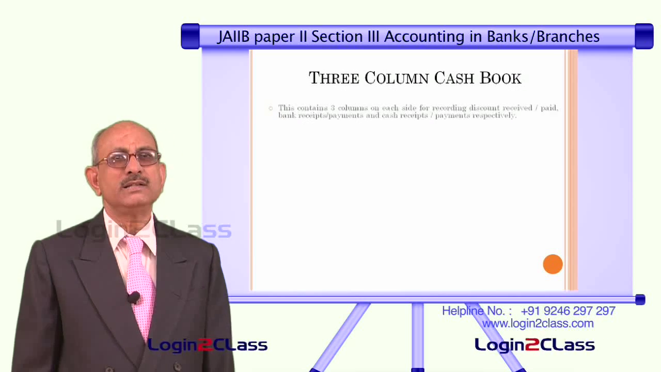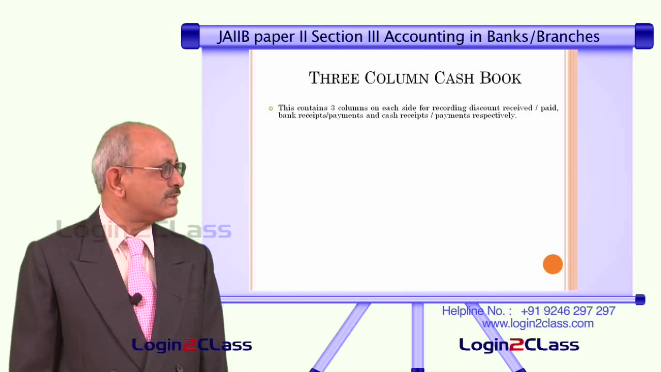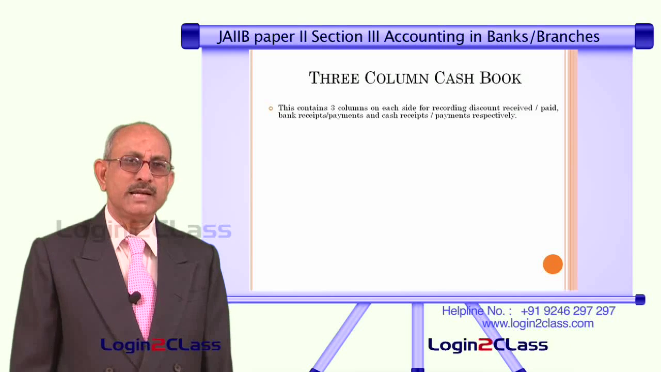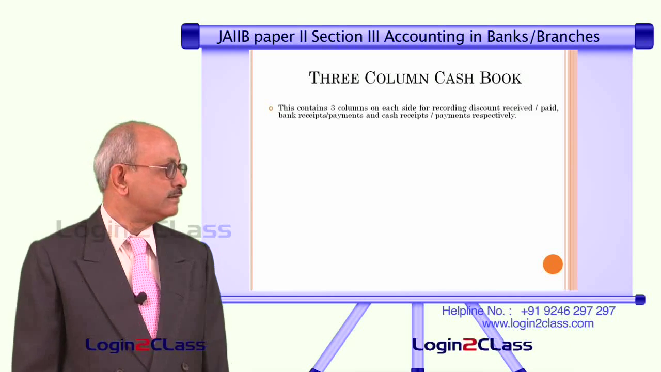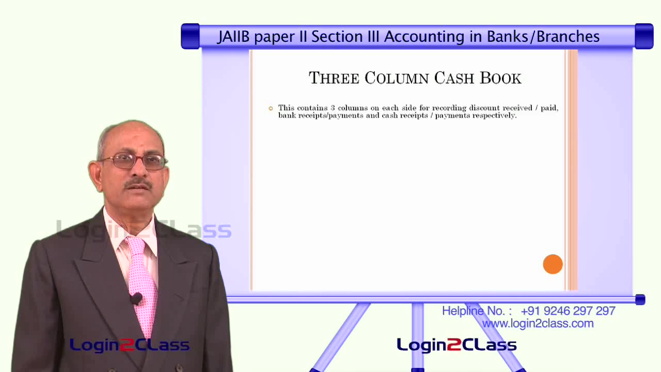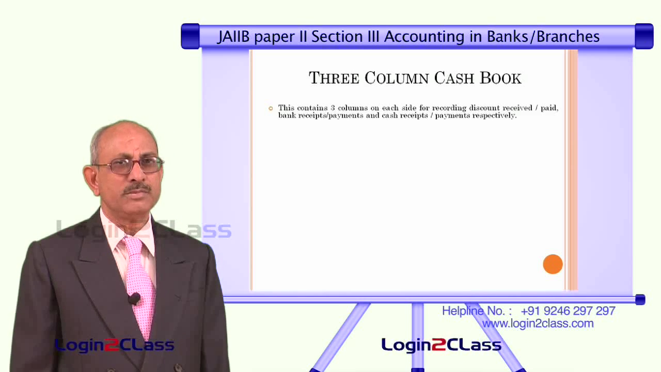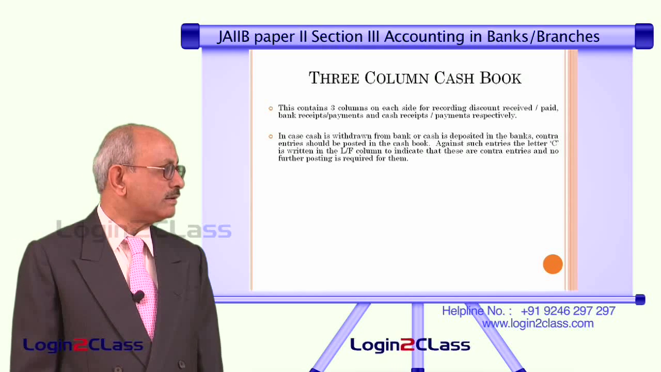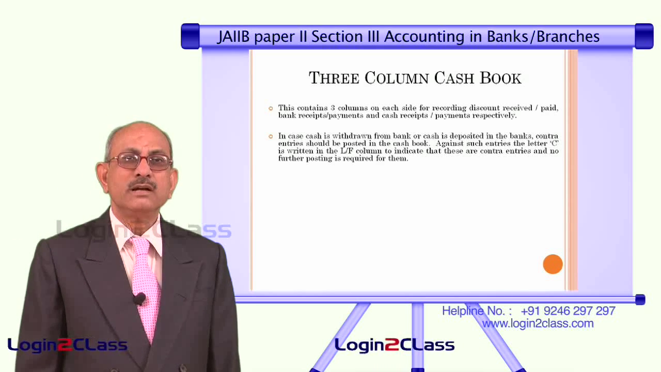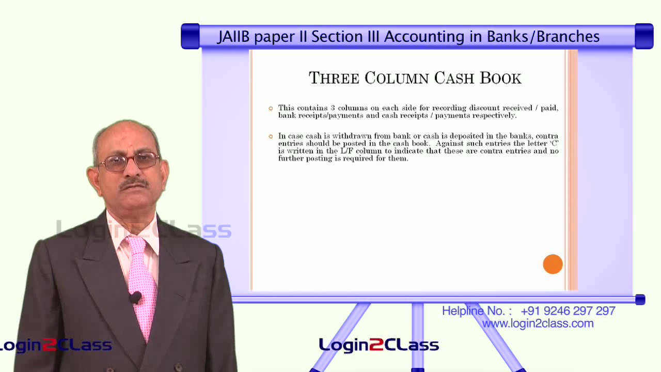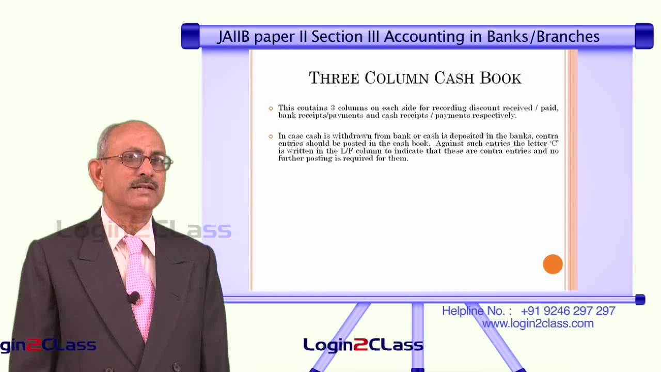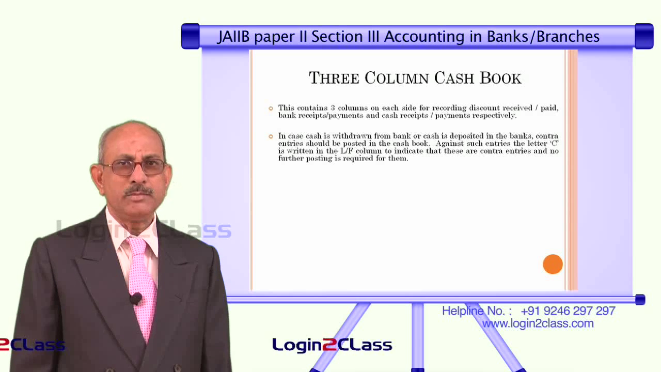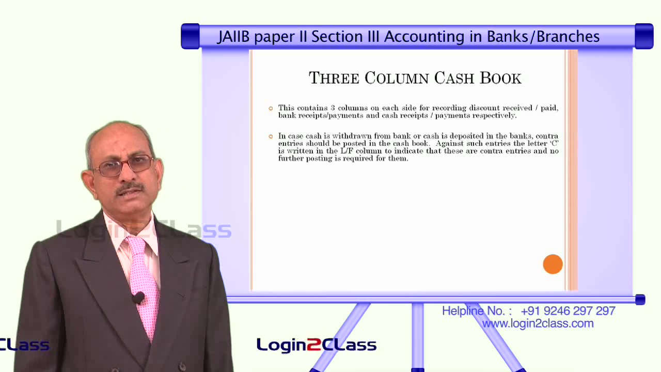And now we go to the 3-column cash book. As the name suggests, there will be 3 columns for the amount in the cash book on either side. So instead of 2 columns, there will be 1 column for the bank, 1 column for the cash, 1 column for the discount. On the left hand side, in respect of receipts, there will be bank receipts, cash receipts as well as discount received.